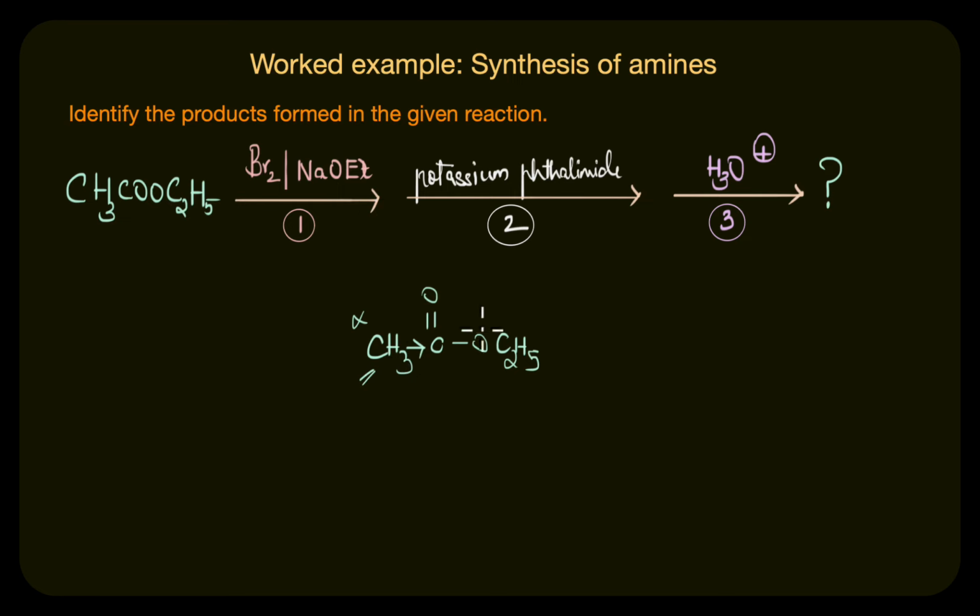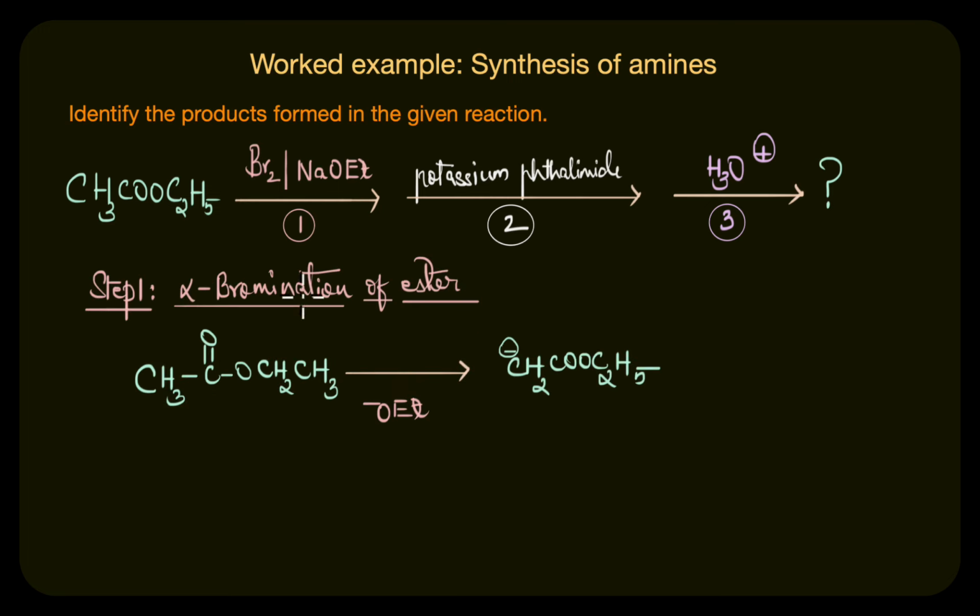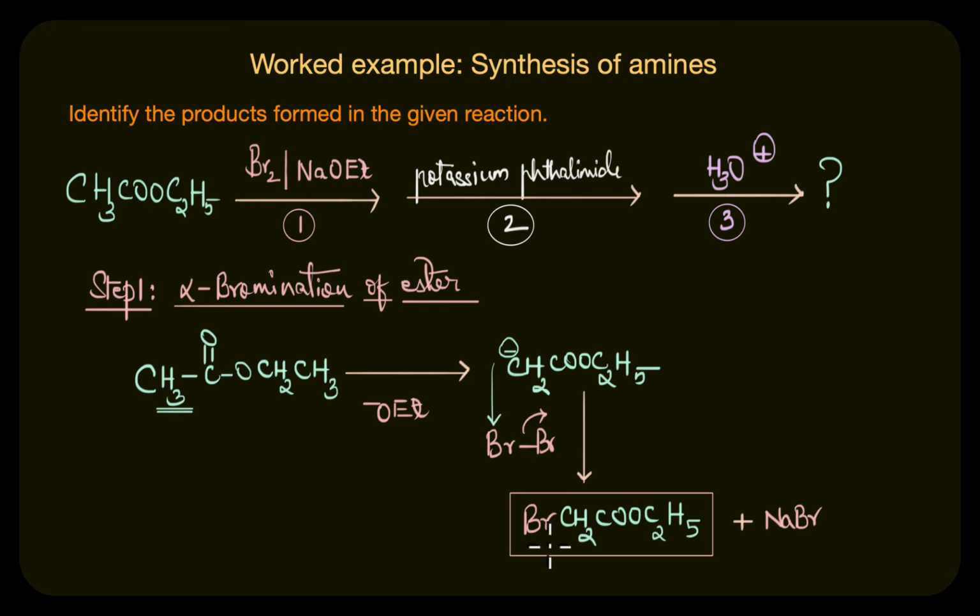So that's what exactly happens in the first step. In the first step of alpha bromination, in the presence of a strong base like ethoxide ion, it abstracts one of the alpha hydrogen atoms and gives us this anion. Now this anion is nucleophilic, right? It attacks the electrophilic bromine and gives us this alpha bromo ester. So this is what we get at the end of the first step.